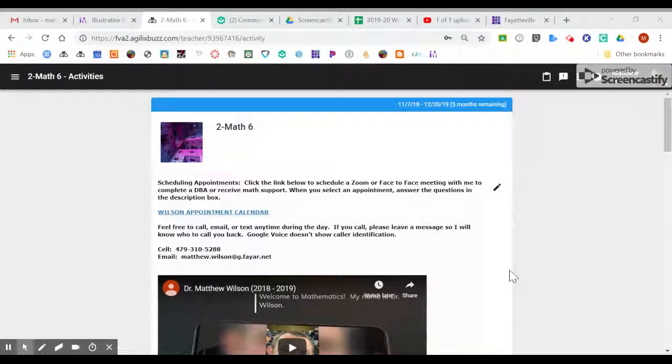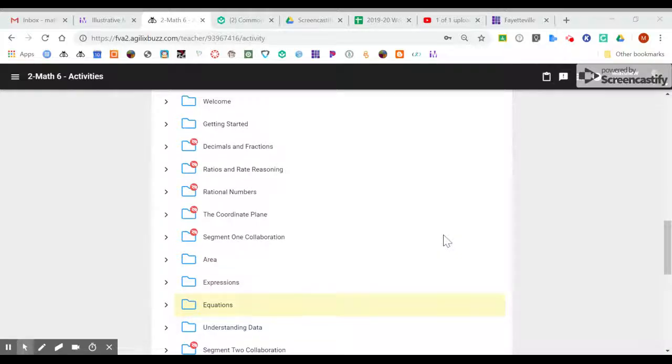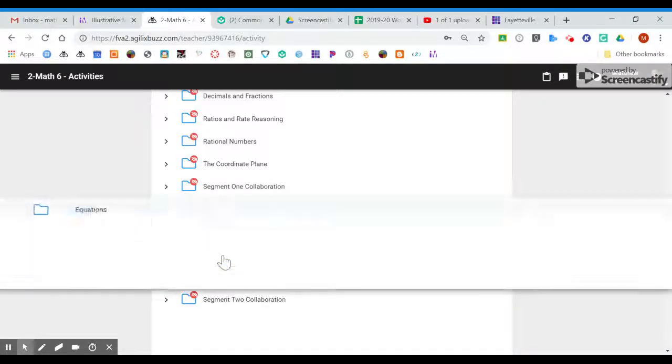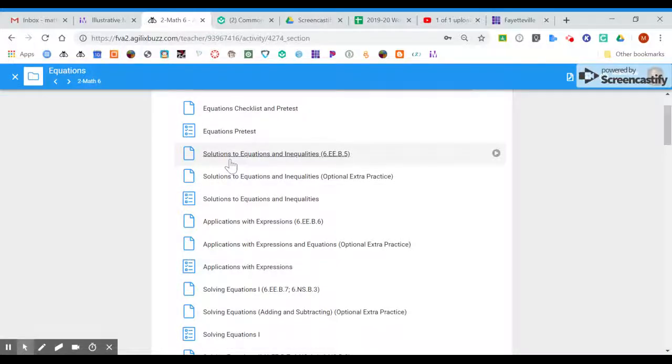Hello, sixth grade, and here we are at Module 7, where you're going to discuss topics involving equations and inequalities. Now, there's a major difference between the two of them, so I want you to definitely be thinking about how you can explain to me the difference. So when you're in your equations module, you will see that you will discuss solutions to equations and inequalities.